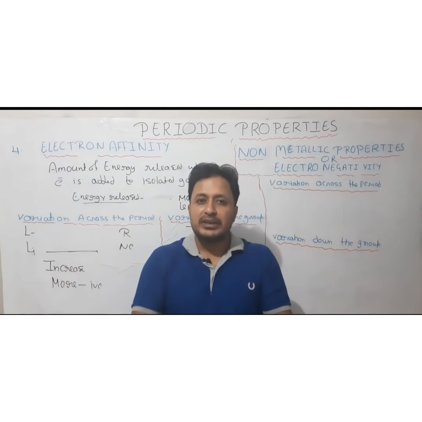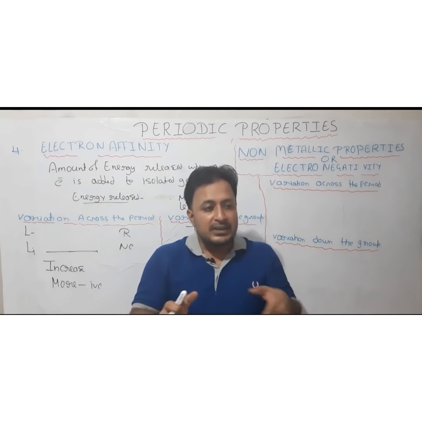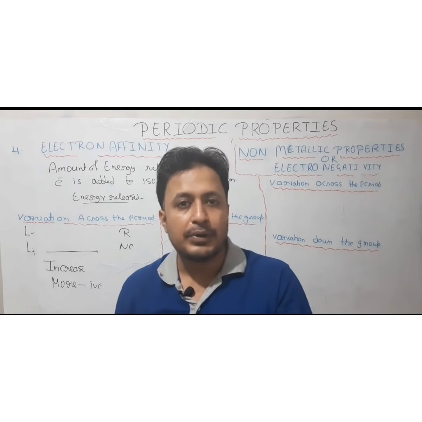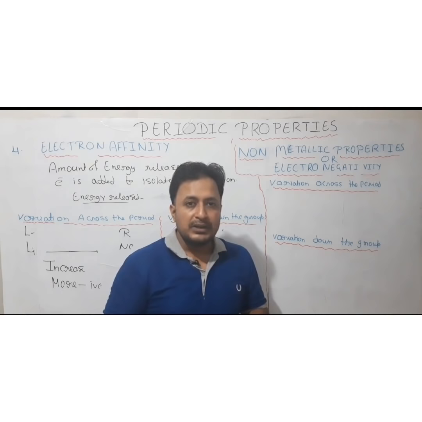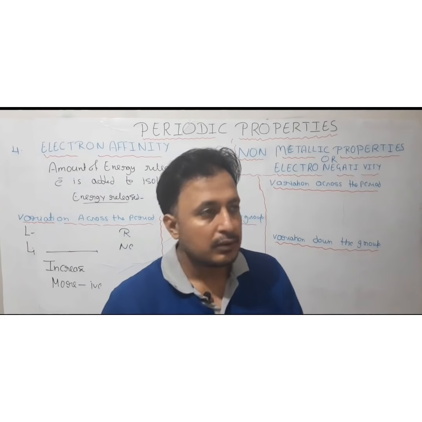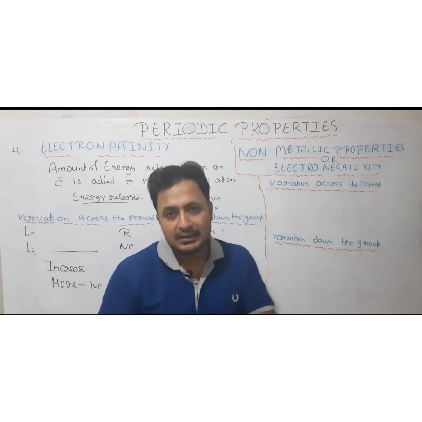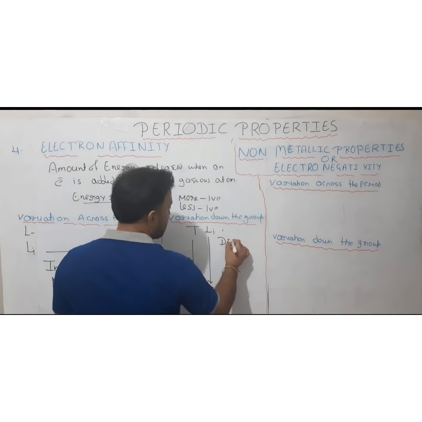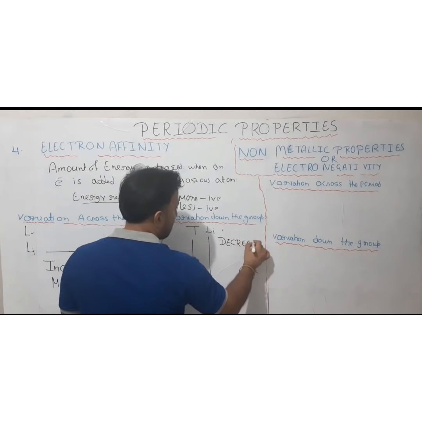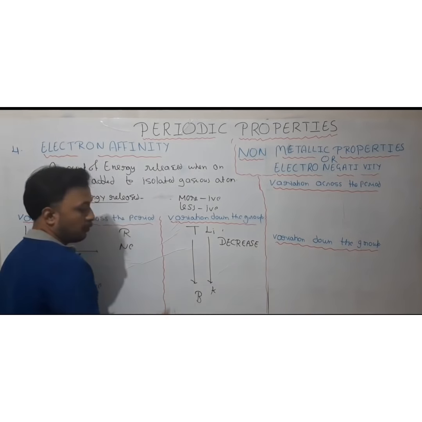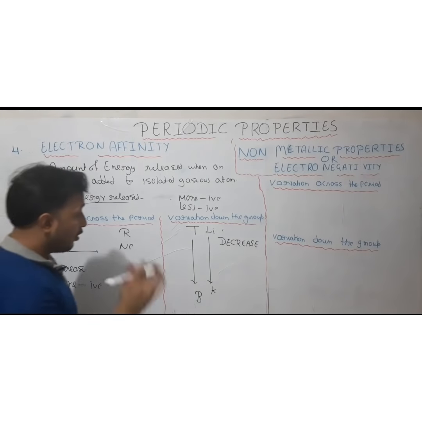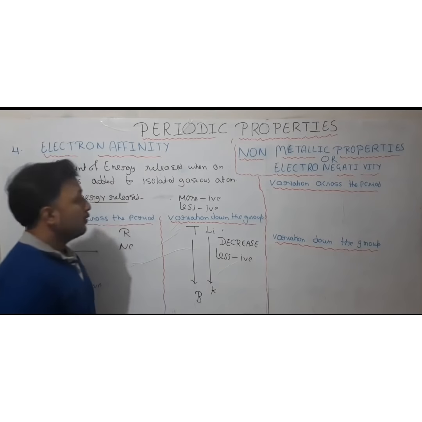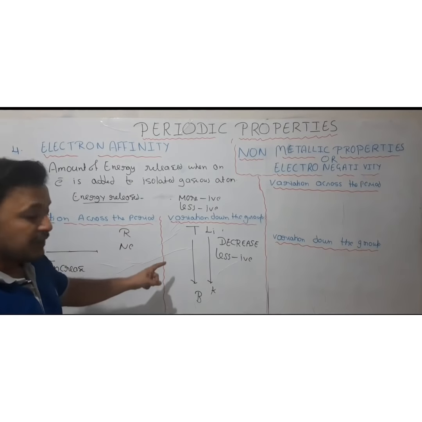So when nuclear force is decreasing, it means it's very easy to lose electrons, or easy to release electrons as compared to accepting electrons. If it is not easy to accept electrons, the electron affinity is going to be less and less. So the electron affinity is going to decrease when we move from top to bottom of a group, or we can say it becomes less negative.